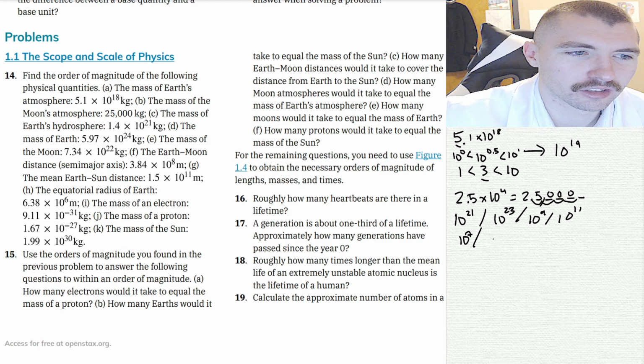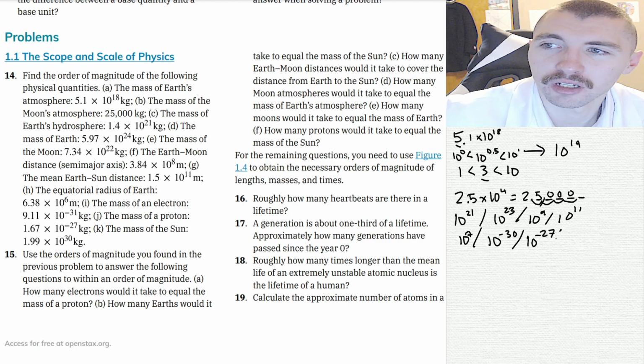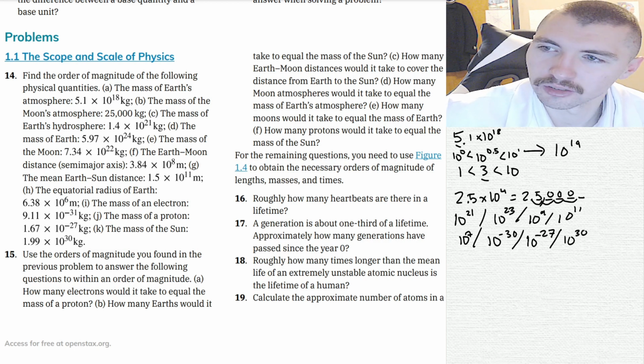Mass of electron is, so this will be 10 to the negative 30. Trick here is we are rounding up, so we would add by 1. Let's see, that's 10 to the negative 27 for mass of a proton, and the mass of a sun is 10 to the 30 kilograms.